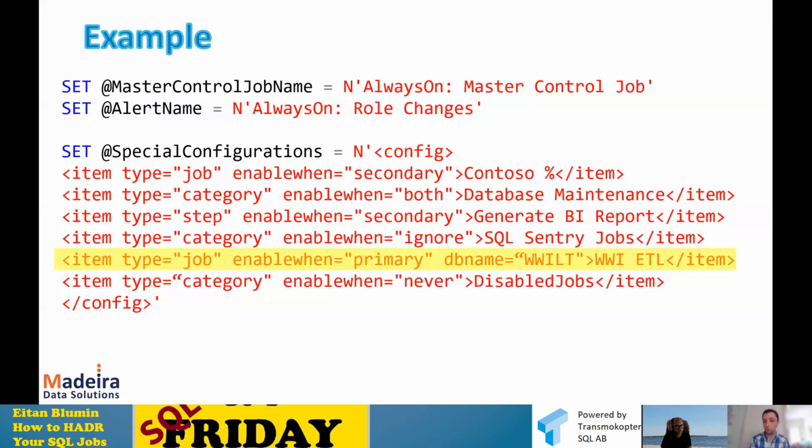So this is a way to define rules for jobs without a database context, but it's also a way to define a rule for jobs that do have a database context, but I want to override it. Let's say, for example, for whatever reason, the database context of your job is master, but its actual logic affects a certain database. So I want to tell the job which database it should check.